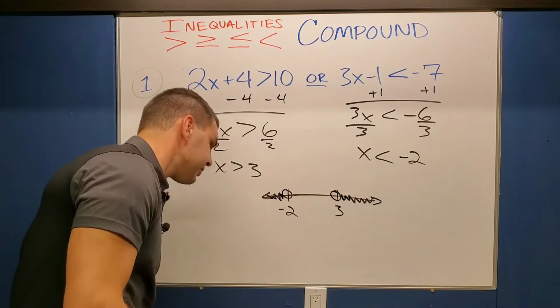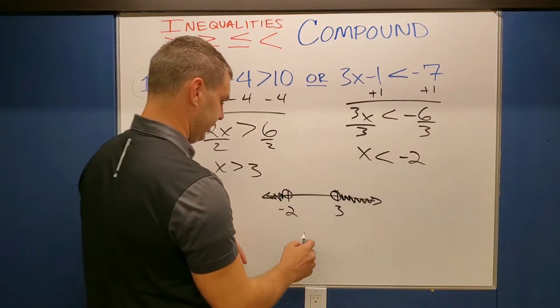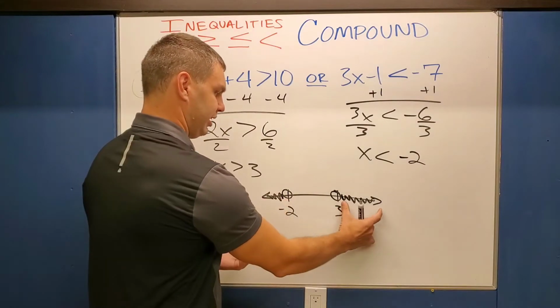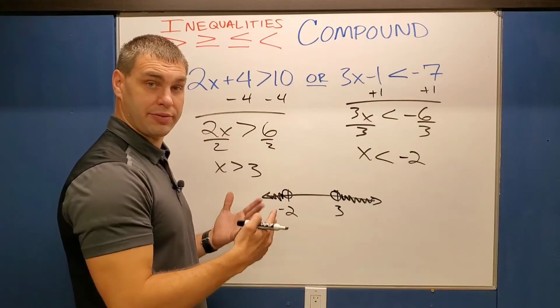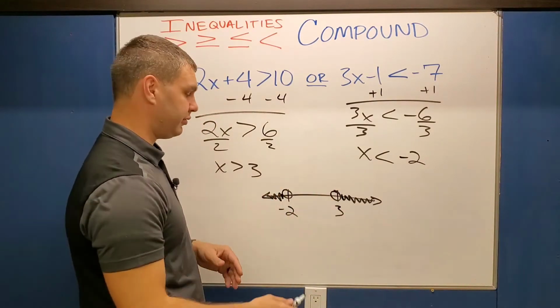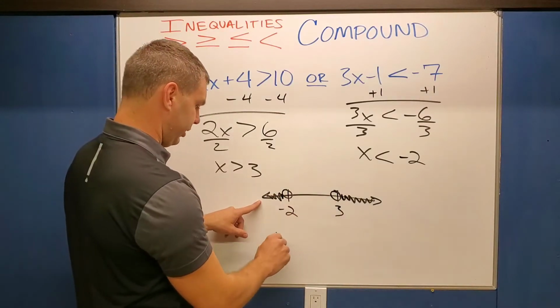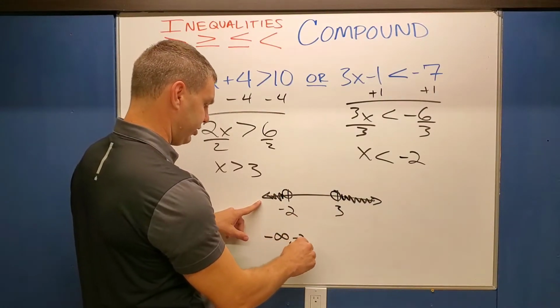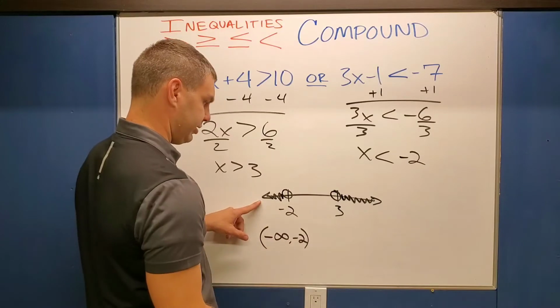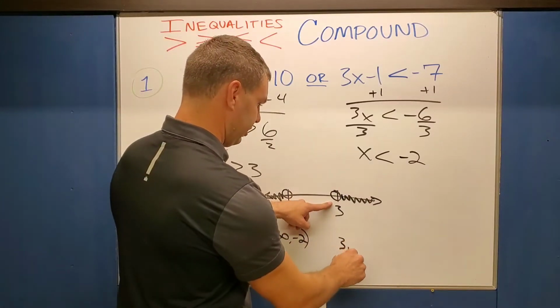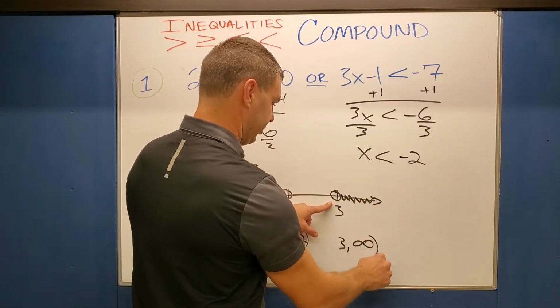We graph this, and then the interval notation for these. This has 2 snippets of our graph, of our shading. So we're going to need 2 parts of our interval notation, which means for this part, I'm going from negative infinity to negative 2. Both are going to have parentheses, and this one's going from 3 all the way to positive infinity.